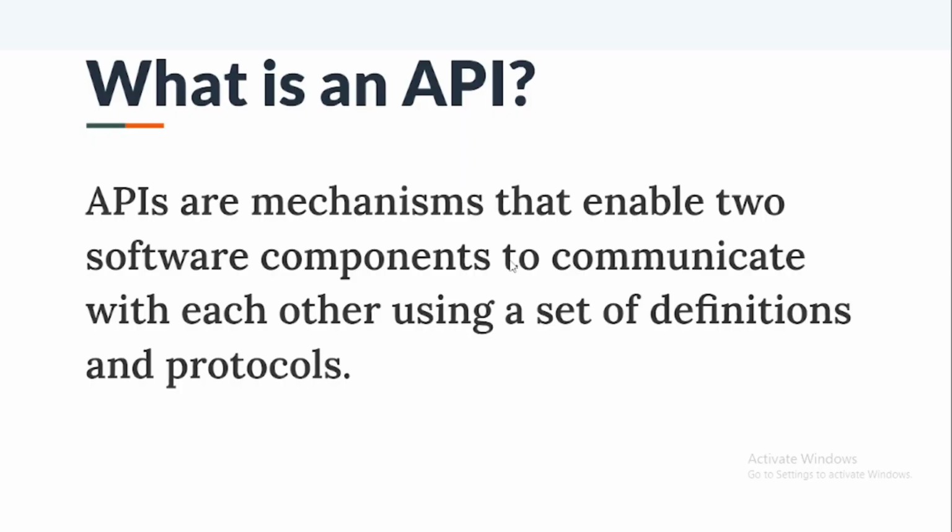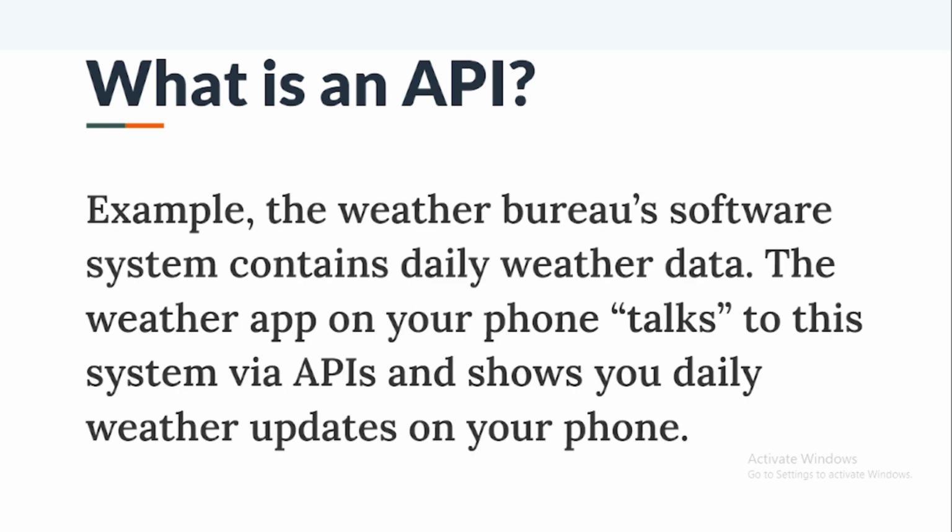API basically is a mechanism that enables two software components to communicate with each other using a set of definitions and protocols. So basically it gives a way where two software or applications can communicate within a standard protocol. For example, if you see the weather bureau software that contains the weather data, and your mobile app which takes the latest updates from the weather, that communicates through the weather software's APIs.